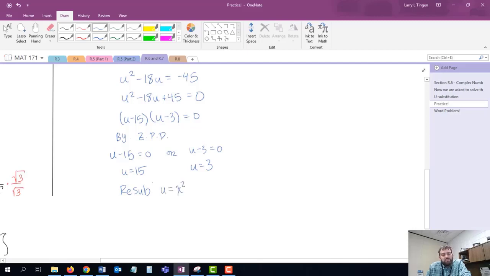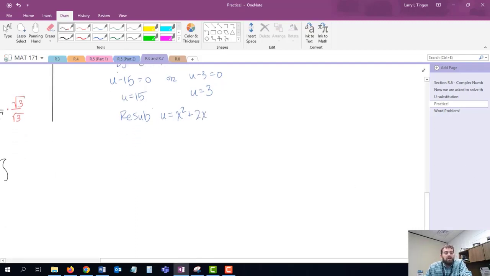u is x squared plus 2x, which means u equals 15 means x squared plus 2x is equal to 15. Solve this. Subtract 15 from both sides. x squared plus 2x minus 15 equals 0.